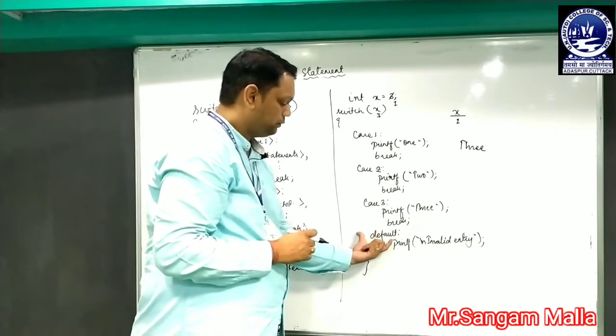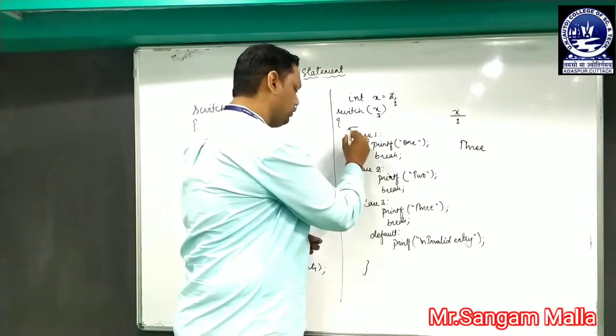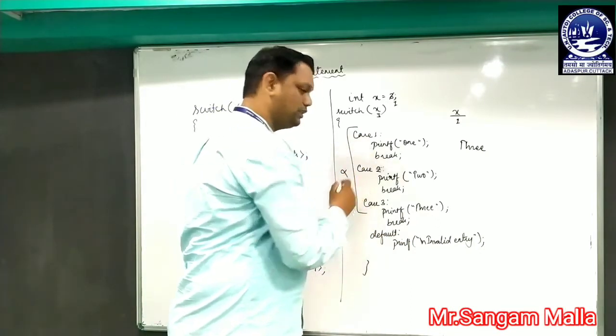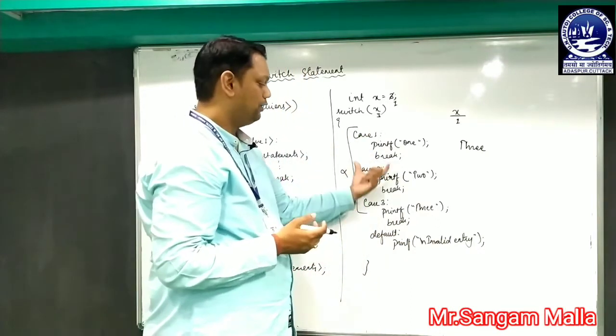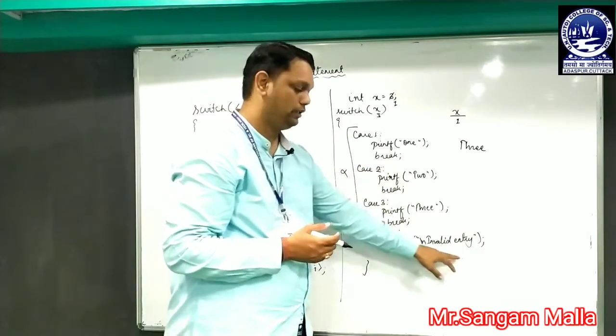And there is a special thing, that is the default value. That means if any of the case values will not be executed or all the values will come to false, then it will come to the default value and it will print invalid entry.